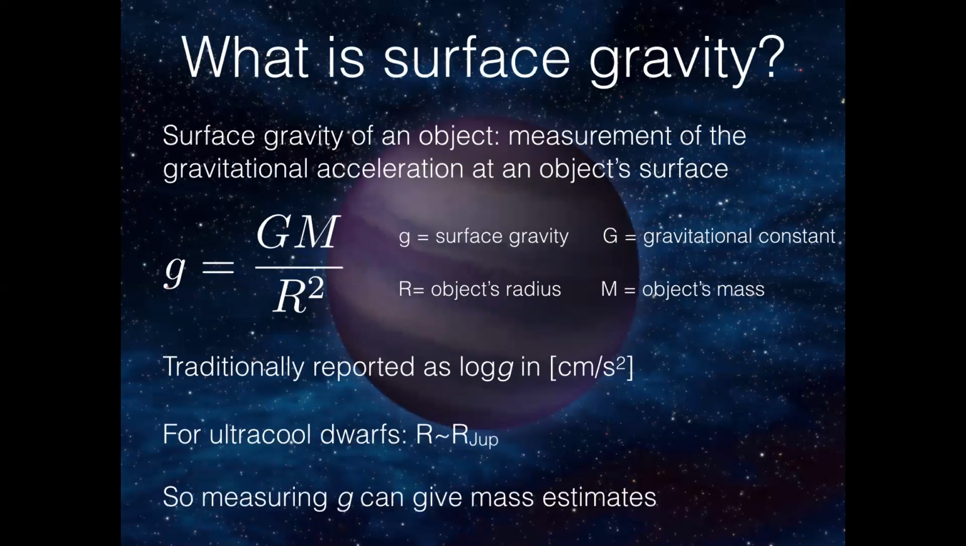One reason we were particularly interested in surface gravities is because, as I mentioned, for ultracool dwarfs, their radii are roughly Jupiter. And so we were thinking, well, maybe if we can measure surface gravity, that might be one way of getting at mass estimates, which for brown dwarfs historically is a problem unless they're in a binary or other dynamical system.